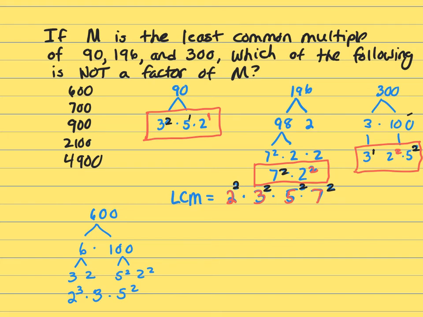Then I looked at 600 and broke it down to 2 cubed, 3 times 5 squared. And you've got an extra factor of 2 here. So 600 cannot be a factor of m. And remember, m is the least common multiple of 90, 196, and 300, which is what I found here. So I looked at 600, being listed first.